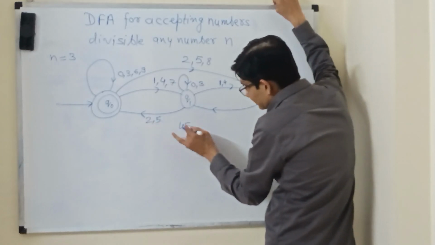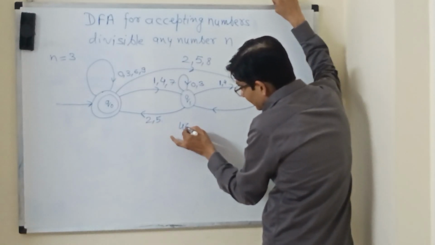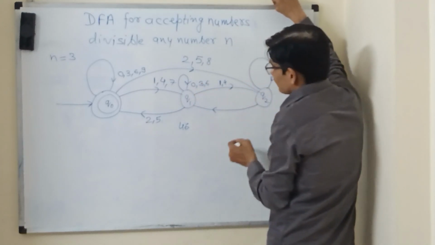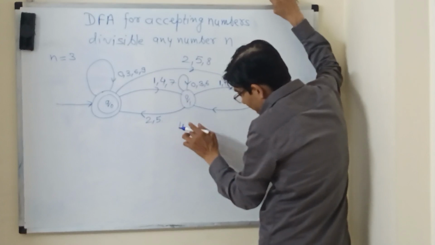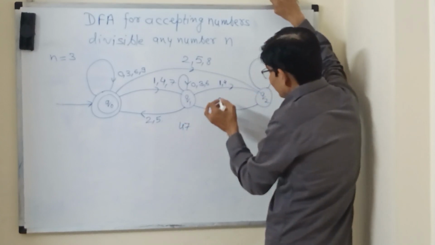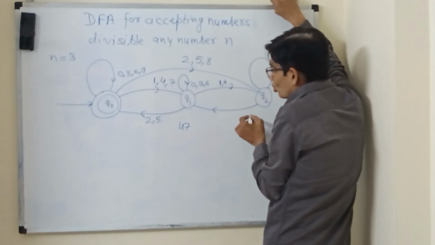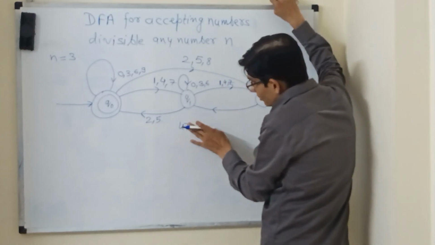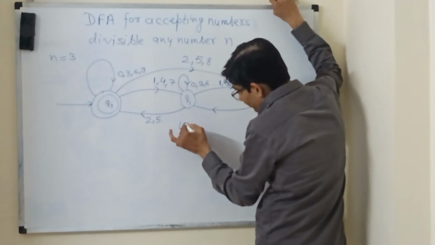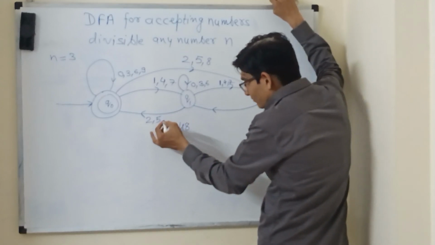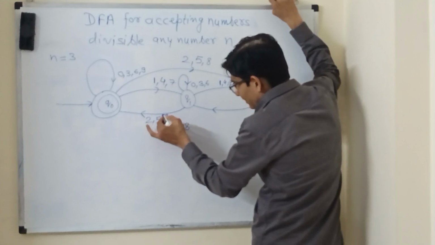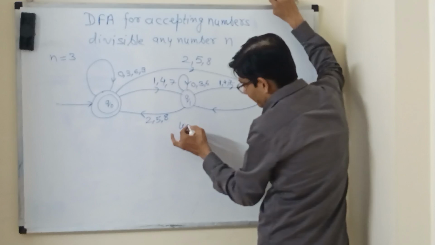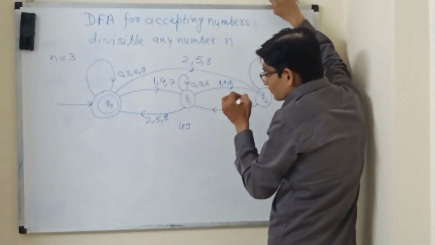Now on applying 6, it gives remainder 1, so I can write here like this. On applying 7, it gives us remainder 2. On applying 8, it becomes 48, which is divisible by 3, so it will reach Q0. And on applying 9, it becomes 49.